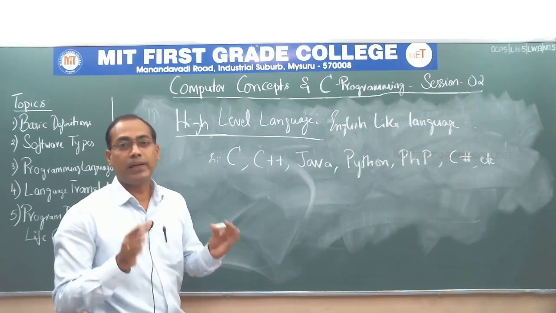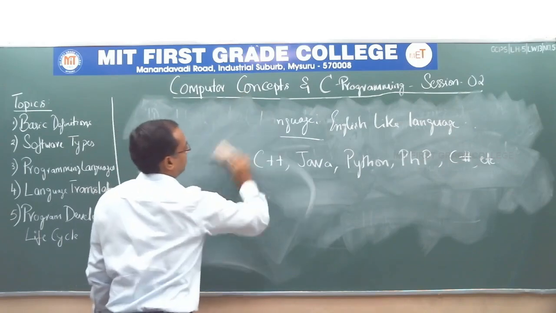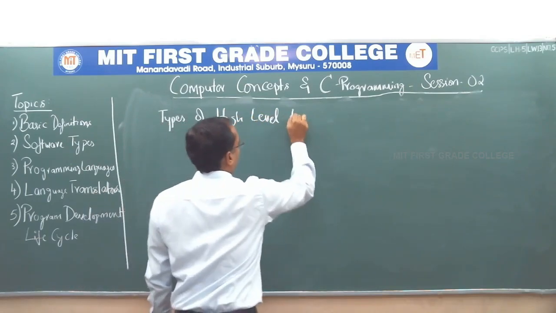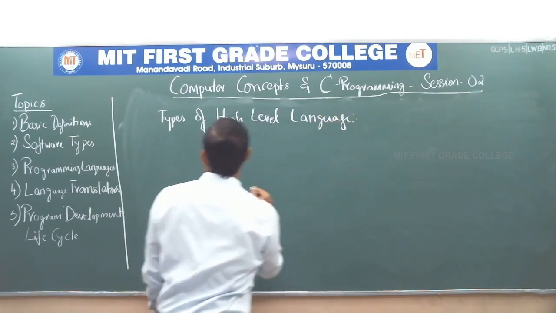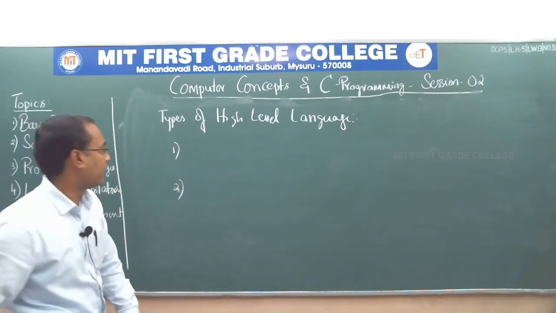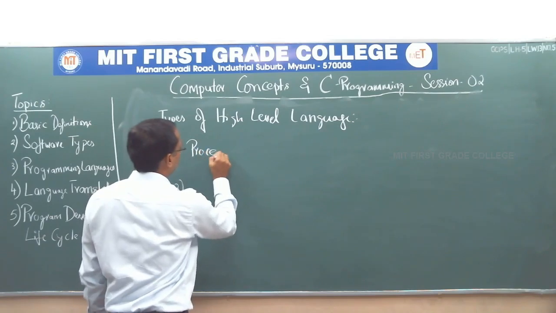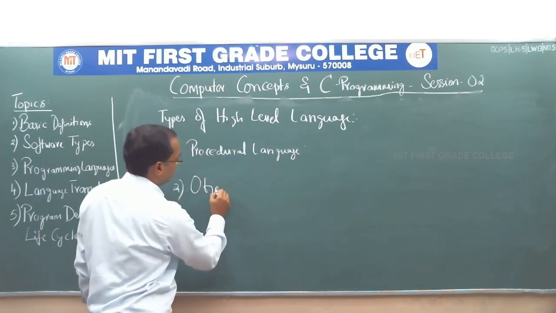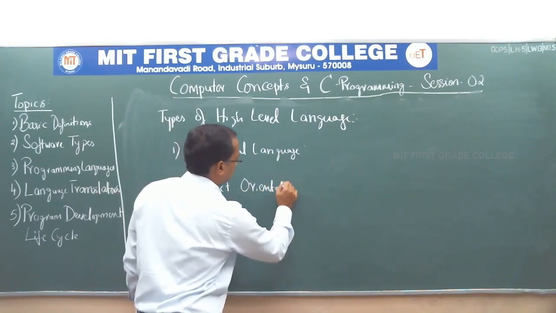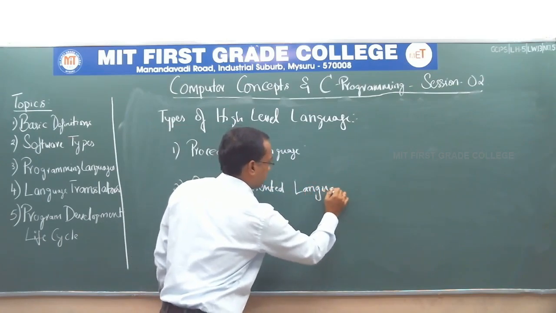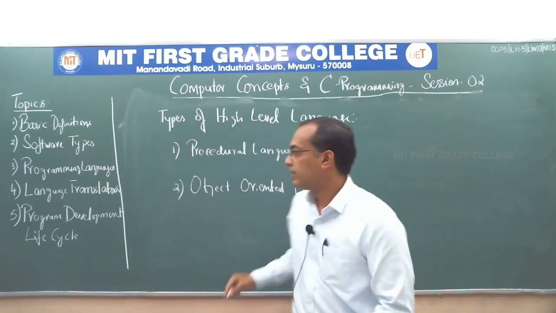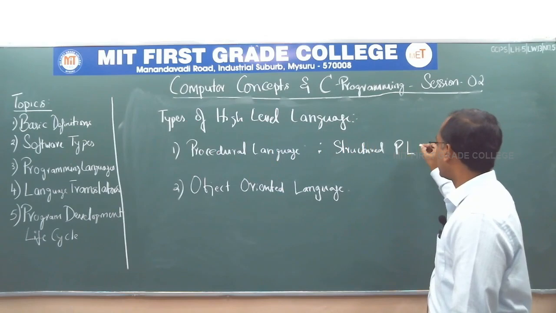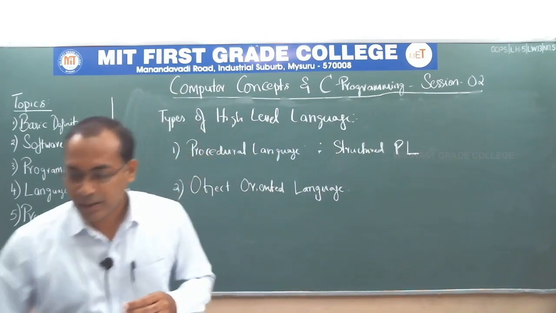And this high level language is divided again into two categories. There are generally two categories of high level language: procedural language and object-oriented language. Procedural language is nothing but a structured programming language. I'll write it in short form as PL. I'll get one more chalk. This chalk is not of good quality.